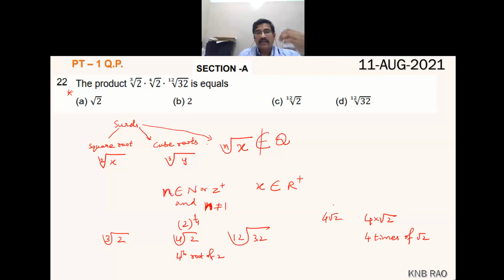Now fourth root 2 has index 4, cube root 2 has index 3, 12th root 2 has index 12, and they are asking us to multiply, which is not possible unless they are all brought to the same index. Is it clear now? Thumbs up.